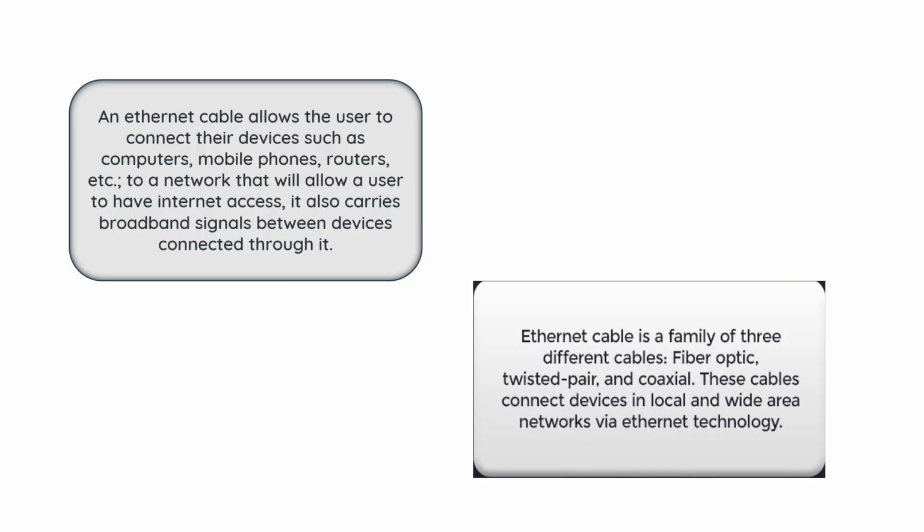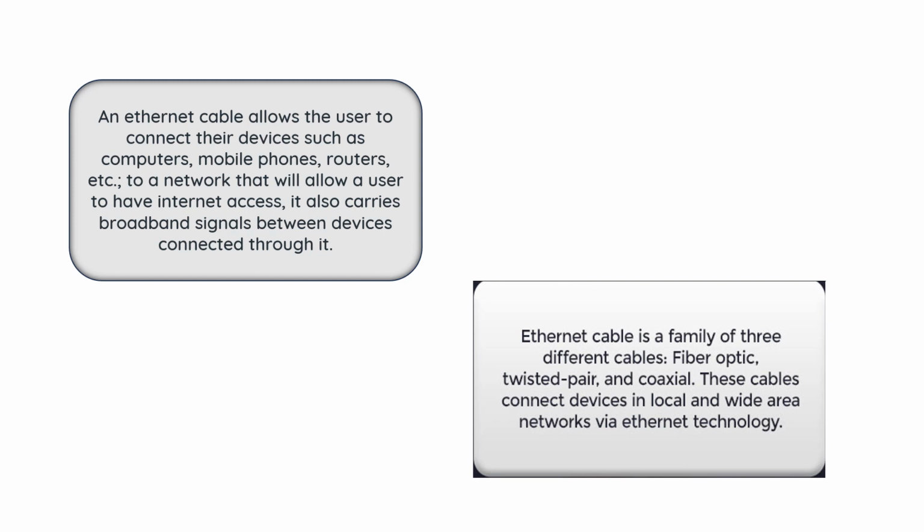Now we can see what does an Ethernet cable do. This allows the user to connect their devices such as computers, mobile phones, routers, etc. to a network that will allow a user to have an internet access. It also carries broadband signals between devices connected through it.